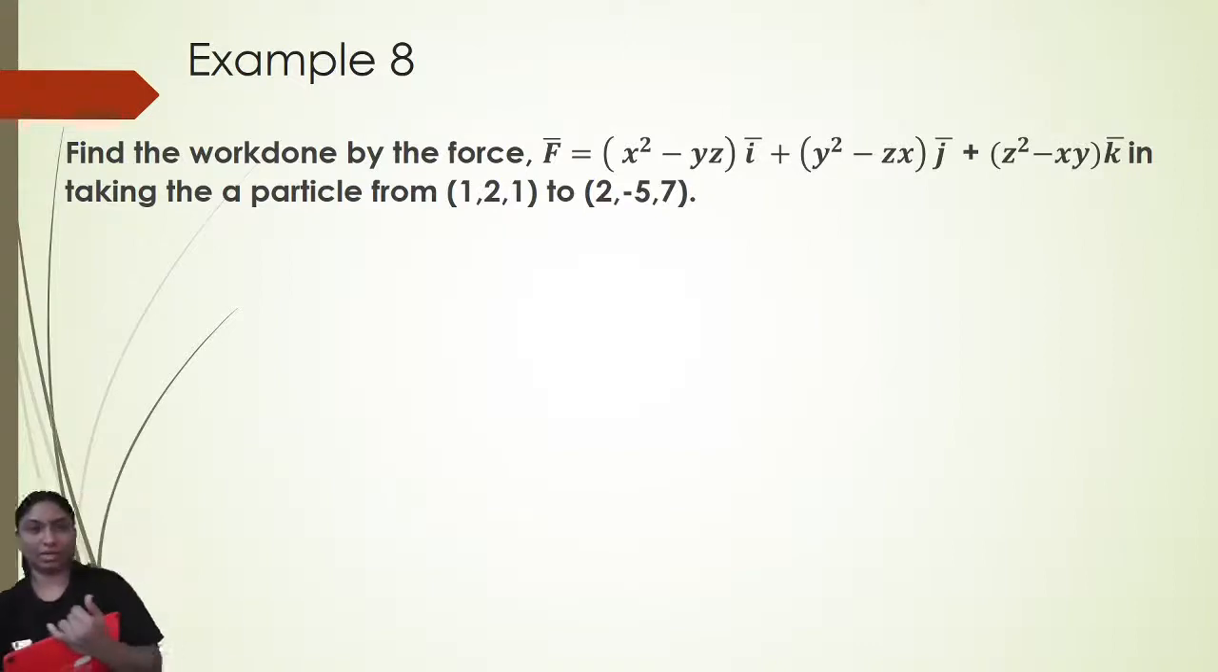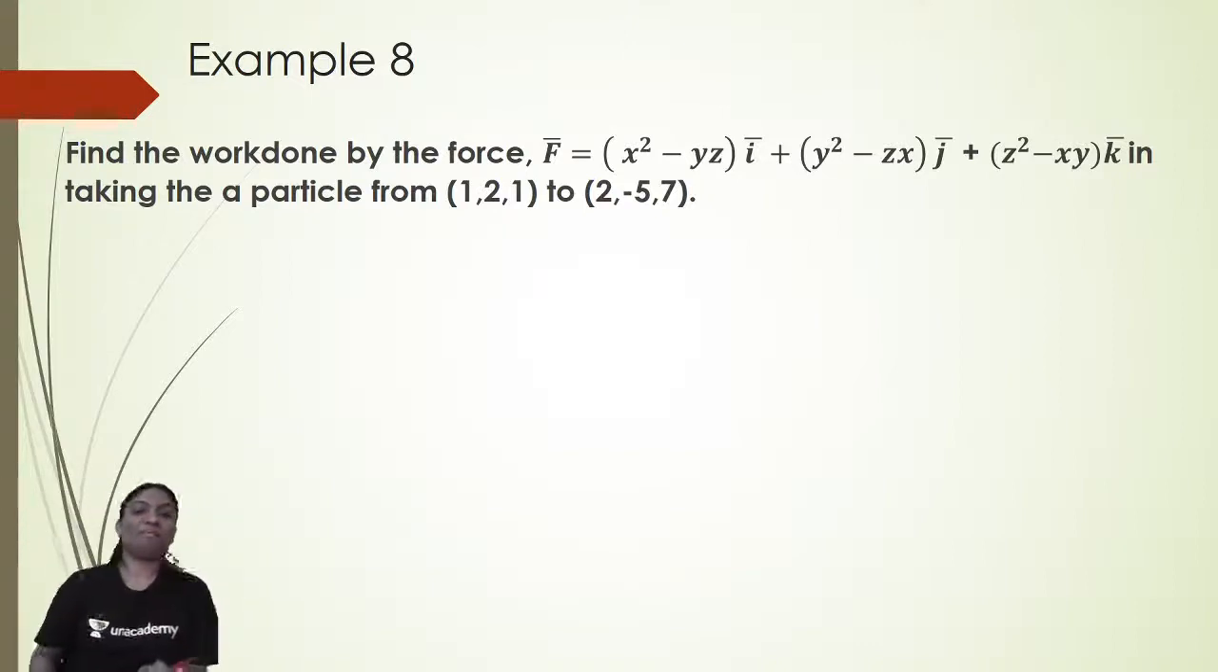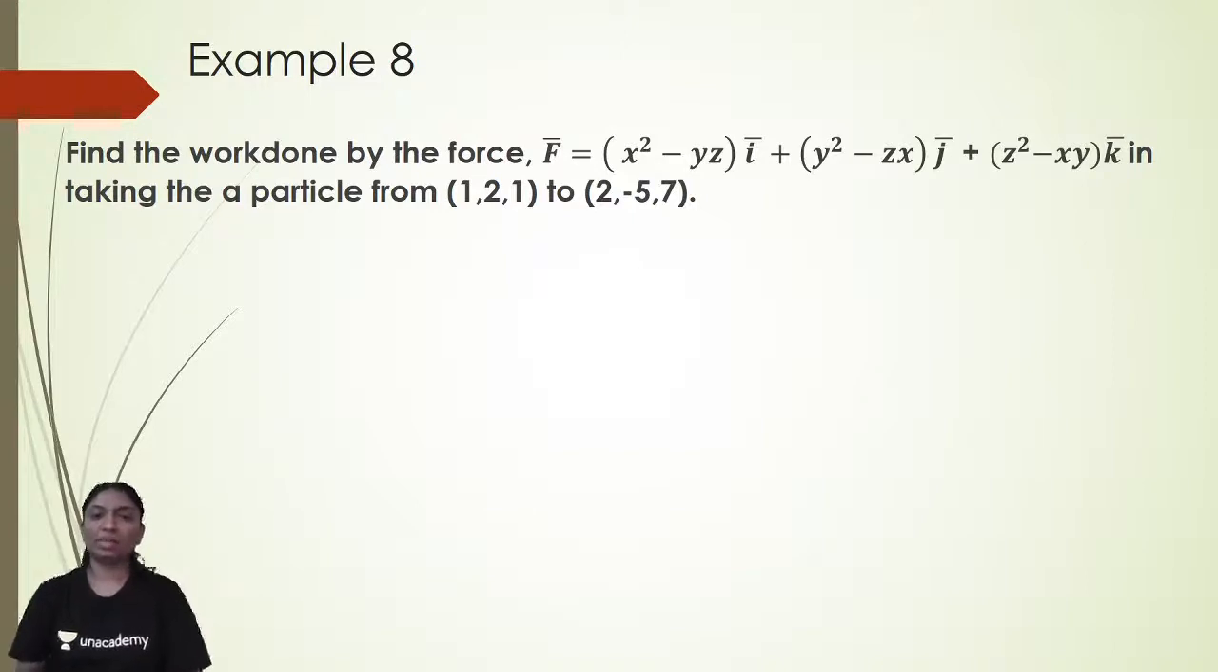Find the work done by the force F bar given by (x square minus yz) i bar plus (y square minus zx) j bar plus (z square minus xy) k bar in taking the particle from (1, 1, 2) to (minus 5, 7). Okay. So how do we do this here, from (1, 1, 2) to (minus 5, 7)?